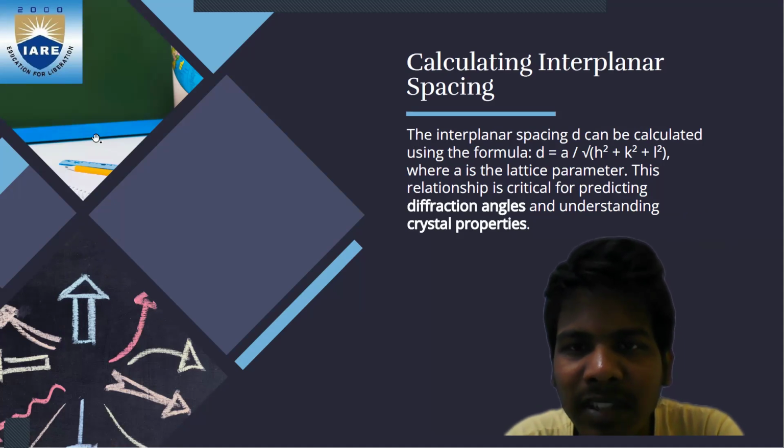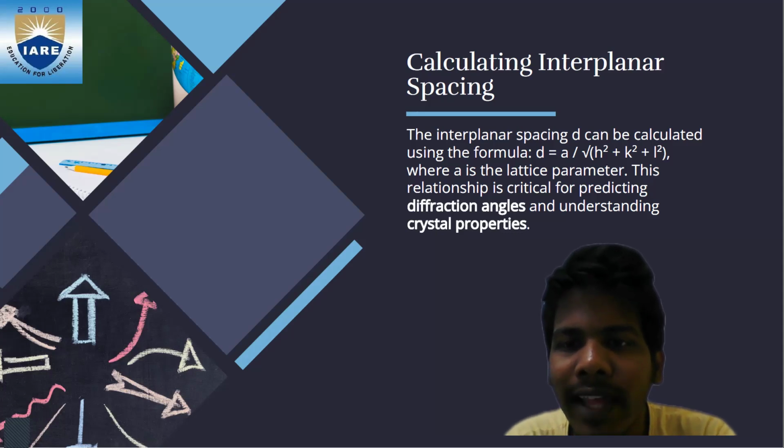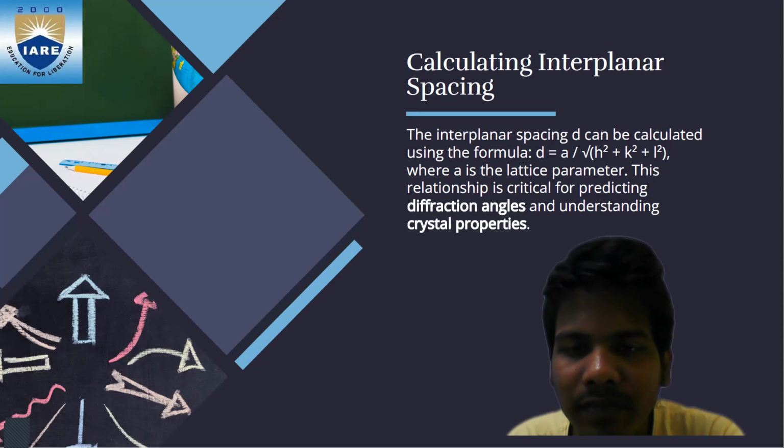Calculating interplanar spacing. Let us talk about how to calculate the interplanar spacing. The interplanar spacing d can be calculated using the formula d is equal to a by the square root of h square plus k square plus l square, where a is the lattice parameter, and this relationship is critical for predicting diffraction angles and understanding crystal properties.